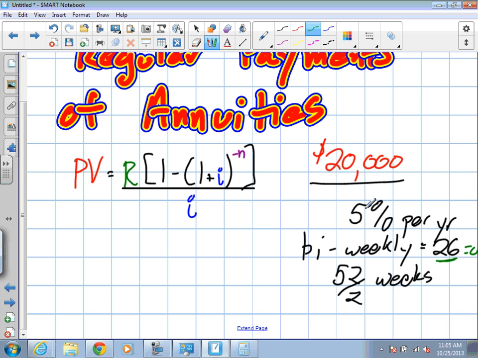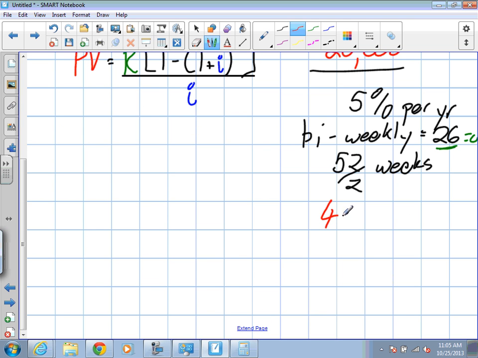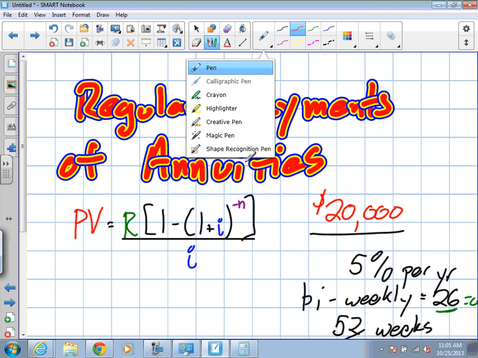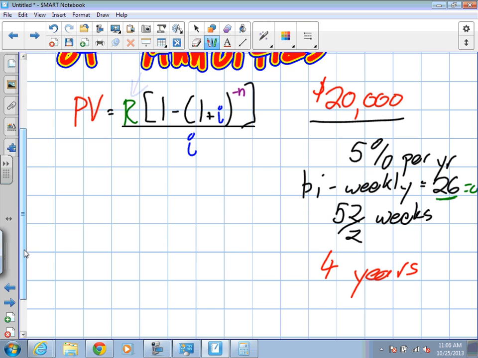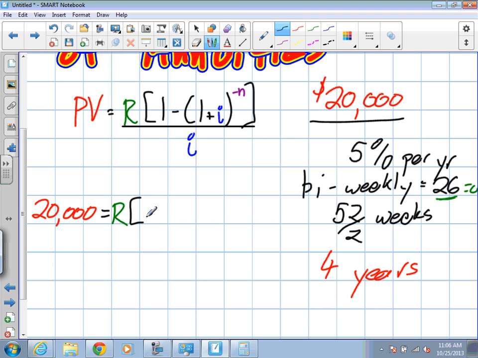Our interest is 5% per year. And let's say I want to pay this loan off in 3, 4? Let's go 4 years. I don't want to owe any more money after 4 years. Okay? So what that means is our present value is $20,000. We're going to calculate our interest and our N, and again we're going to isolate for R, so I figure out how much I have to pay every 2 weeks to be done my loan in 4 years' time. Okay? So let's plug our values in. 20,000 was our PV. Our regular payments is still R, that's what we're solving for. The rest of the formula to write in, 1 minus 1 plus.